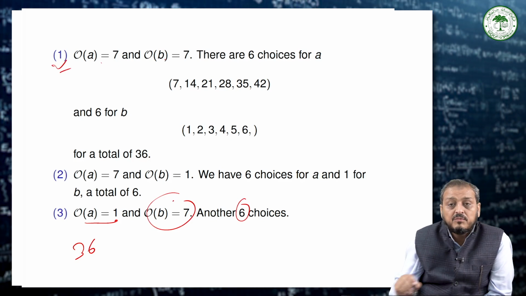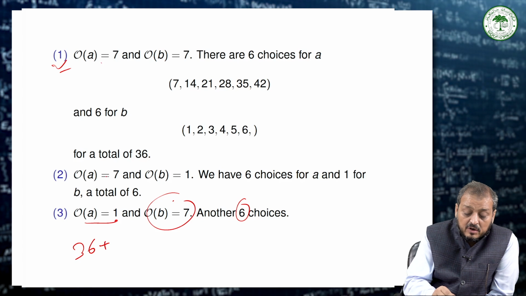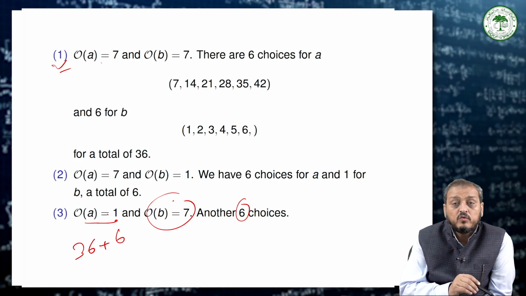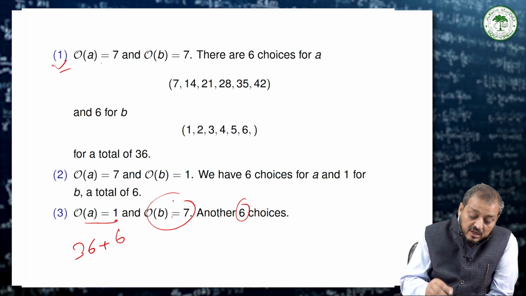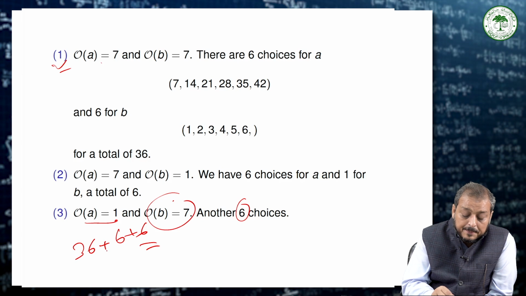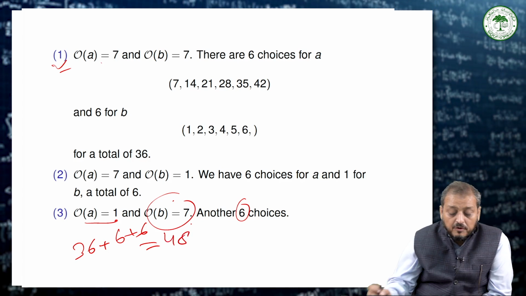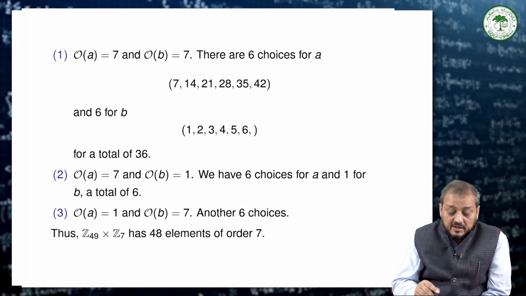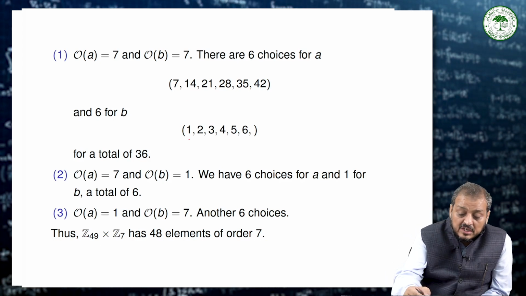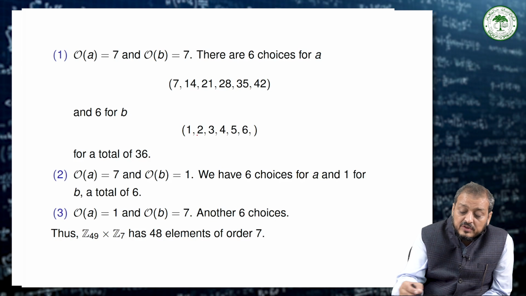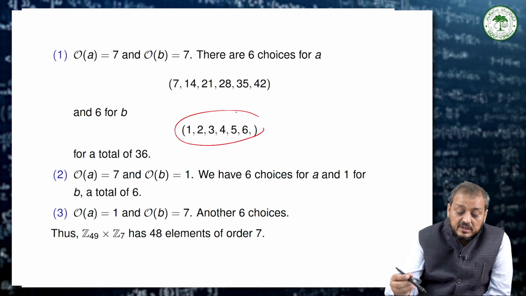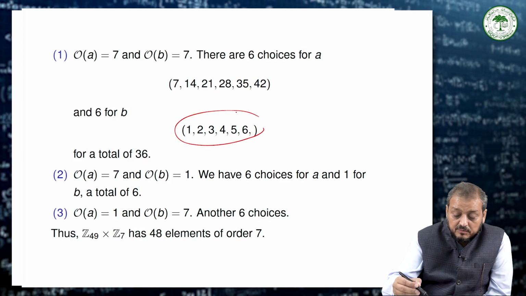If we have order of A and B both 7, and then order of A is equal to 7 and B is equal to 1, then we have 6 choices, and order of A is equal to 1, order of B is equal to 7, then again we have 6 choices. So the total number of possibilities is 48. So we can say clearly that this has 48 elements of order 7. So here, if you take 7 into 1 and then 7 into this, we have 6 choices for this, 6 choices for 7.